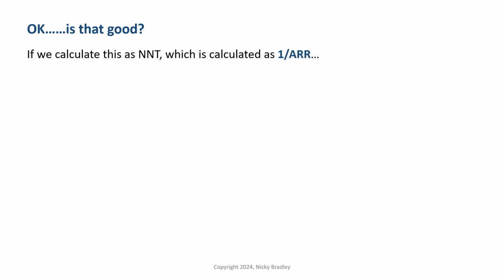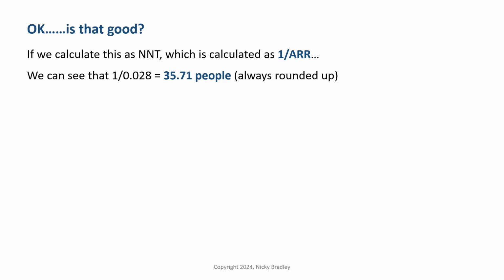Now we've got our ARR, we can calculate it as numbers needed to treat, which is a really simple calculation of 1 divided by absolute risk reduction, the ARR. So if we take 1 divided by 0.028, that's our 2.8% back into a decimal, equals 35.71.